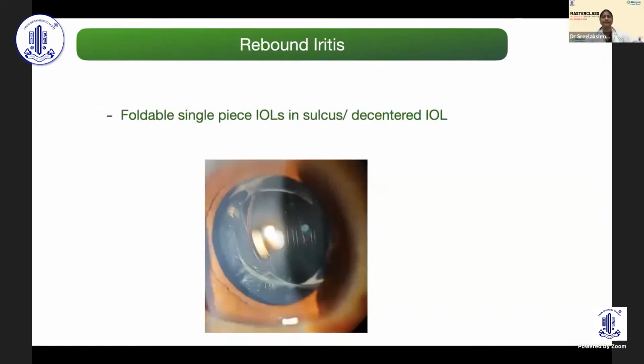And another scenario is where you think you implanted the lens in the bag, but one haptic might be sitting in the sulcus, which is constantly rubbing the iris. And also, you should never keep the acrylic hydrophobic lens in the sulcus. If there is any posterior capsule rupture, a 3-piece lens is always the best to implant in the sulcus.